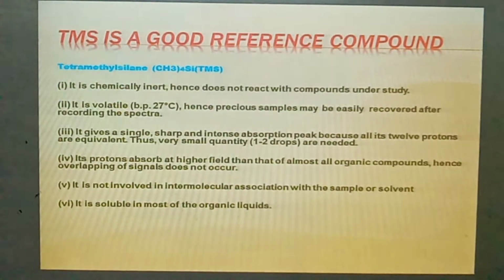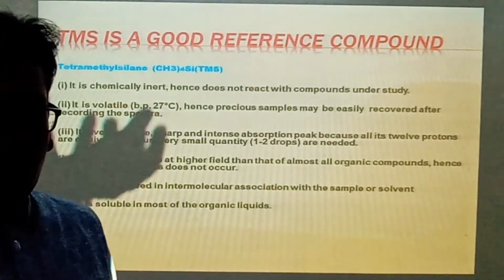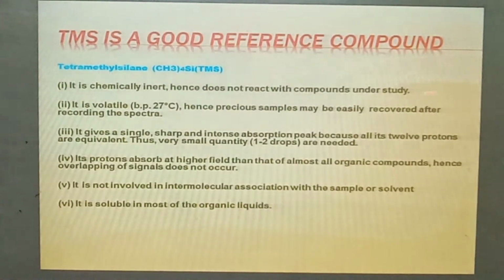What are the interesting aspects of tetramethylsilane? It is chemically inert. It will not react with our organic molecule while it is mixed in to record the NMR, and it is volatile; its boiling point is very low. After recording the NMR, if you transfer your substance to a separate vial and evaporate the solvent, you will get back your compound. You can recover your compound.